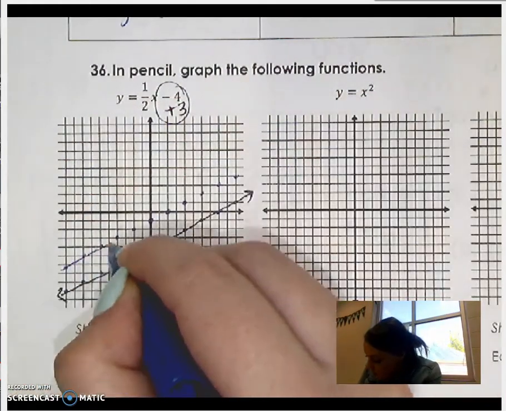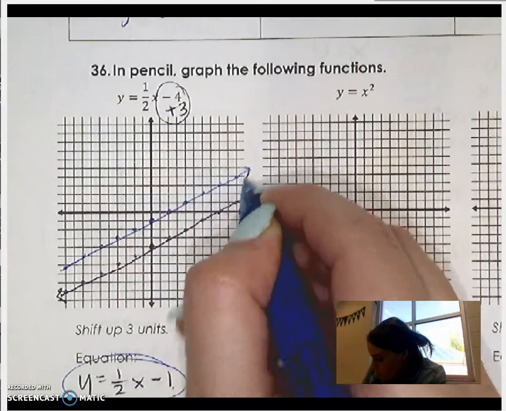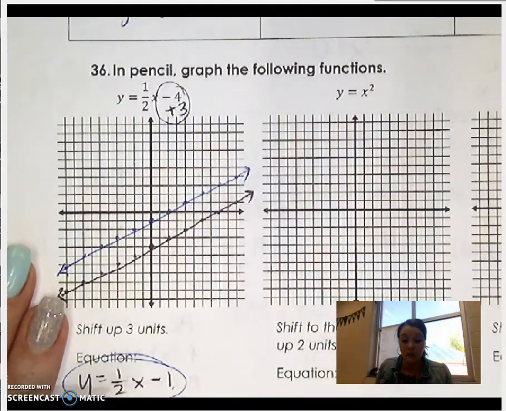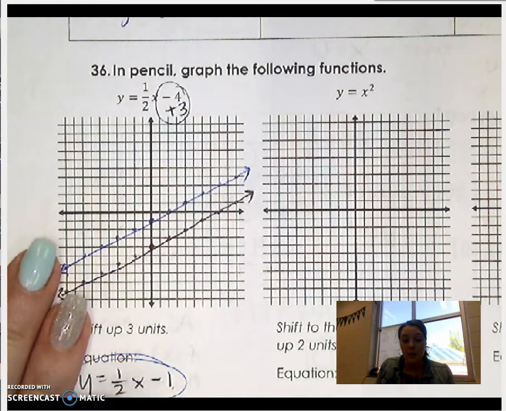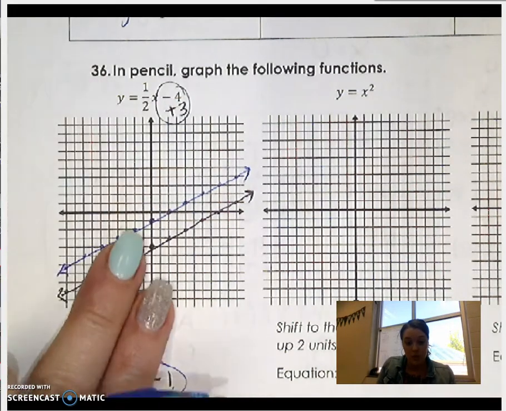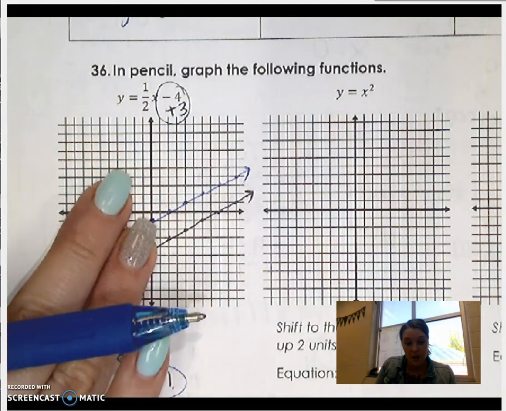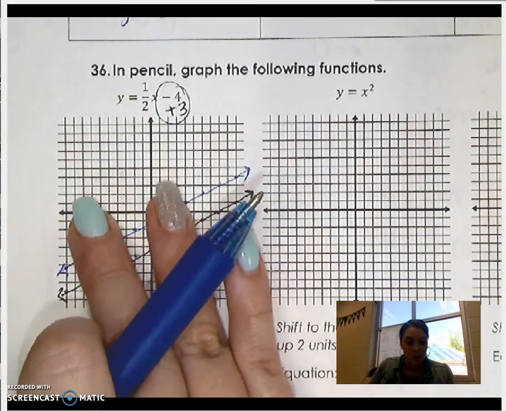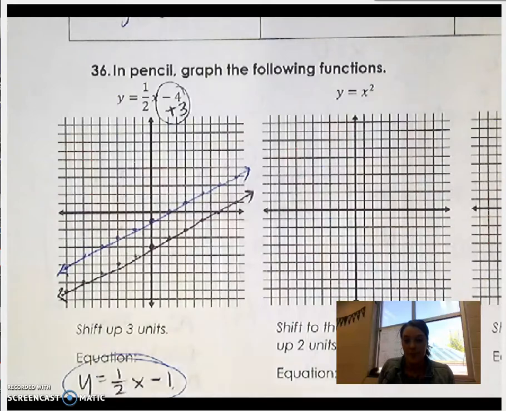I know it's been a minute since we talked about graphing, but it's definitely something to keep in mind. Now, you can see with a linear function, these 2 lines are parallel. This shift moved it up 3 units, and it just kept the same slope. Nothing about the slope changed because all I did was move it straight up 3.